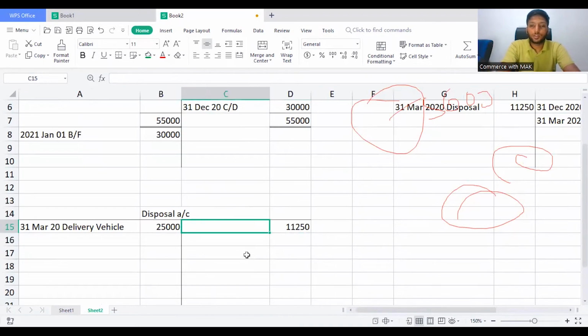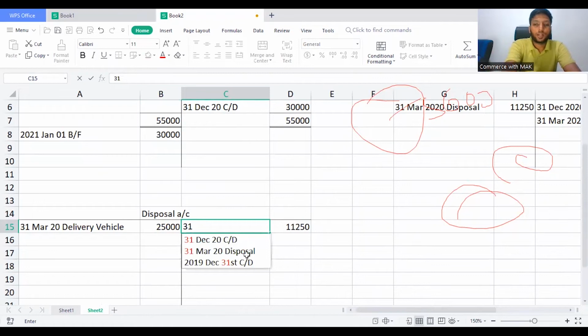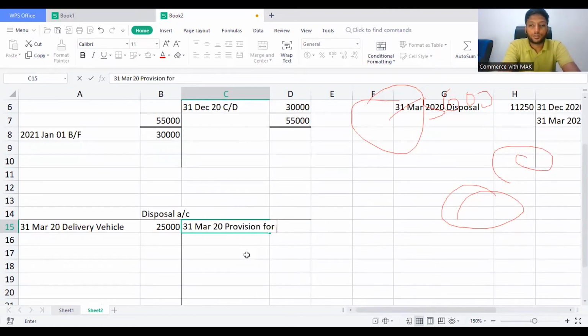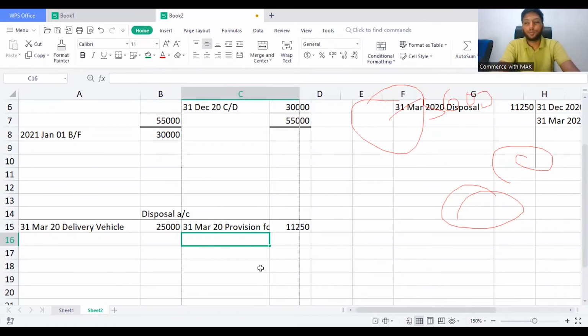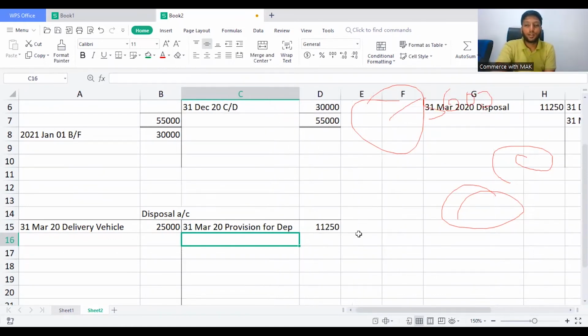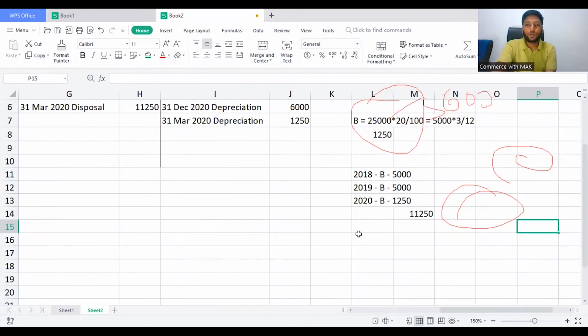So here also it is 31st March 2020. You can write here what is the account? Provision for depreciation. Okay, as I'm getting more space, I'm just writing dep. Dep means depreciation. You can understand, I hope so. So now we are going to finalize this account.